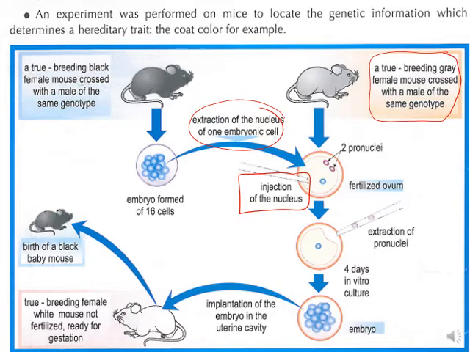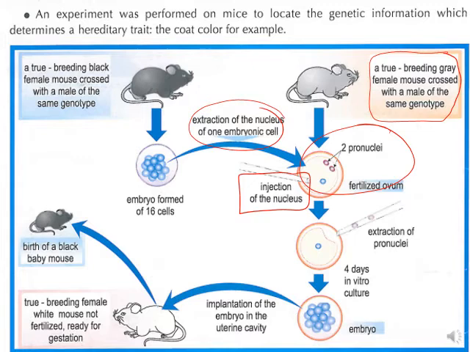So first, let's repeat. We have a true breeding black female mouse crossed with a male of the same genotype. We take an embryo of 16 cells, and the nucleus of only one of these cells is extracted and injected into the fertilized ovum that is taken from where? This ovum was taken from a true breeding gray female mouse crossed with a male of the same genotype.